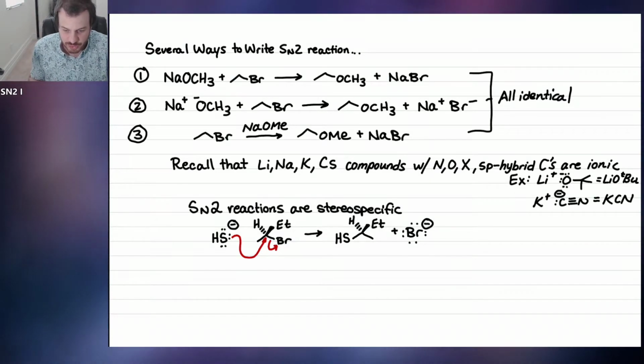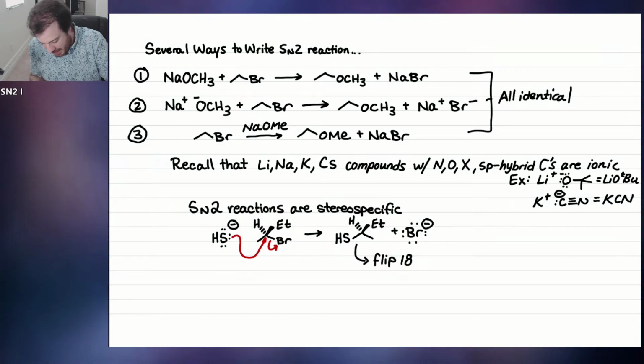Okay, this doesn't seem too unusual, but let's do something kind of interesting here. Let's take this product here and flip it 180 degrees so that it resembles more closely the starting material and see what happens. So flip 180 degrees. If we do that, I'm just going to pick up the sulfur and flip it around to this side, just like picking up the molecule and turning it 180 degrees. And so if I do that, this methyl group and the sulfur are going to flip places.